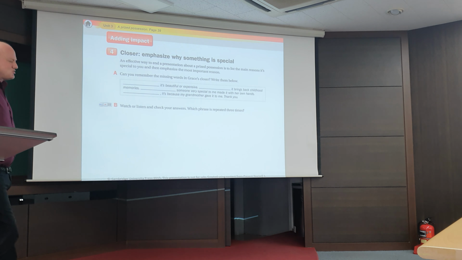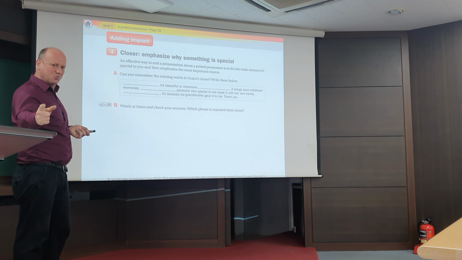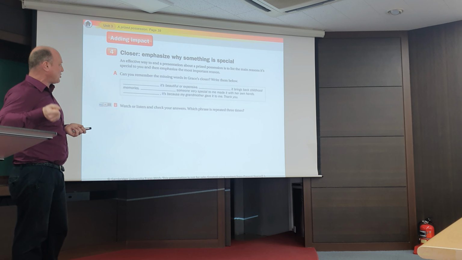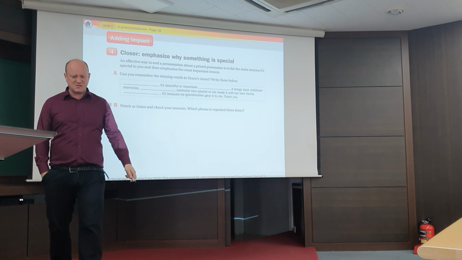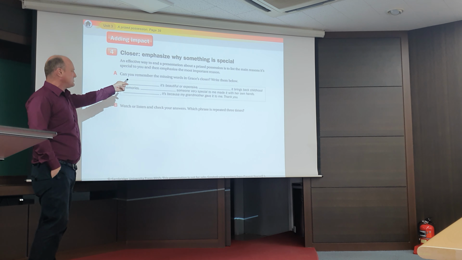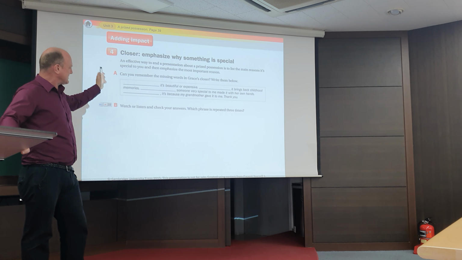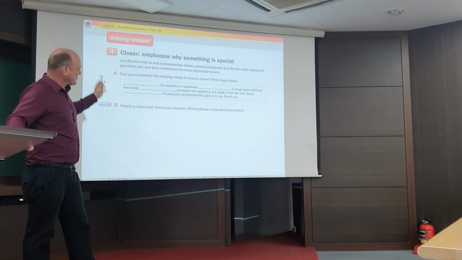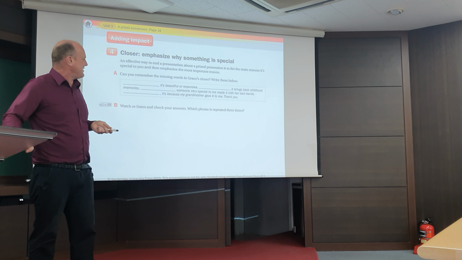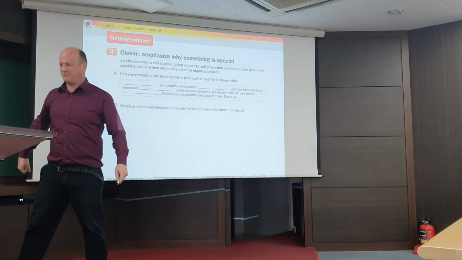An effective way to end a presentation about a prized possession is to list the main reasons it's special to you and then emphasise the most important reason. Can you remember the missing words in Gracie's closer? Then write them below. It's beautiful or expensive. It brings back childhood memories. Someone very special to me made it with their own hands. It's because my grandmother gave it to me. Have a listen and fill in these gaps. I'm only going to play this one time. Go, go, go.